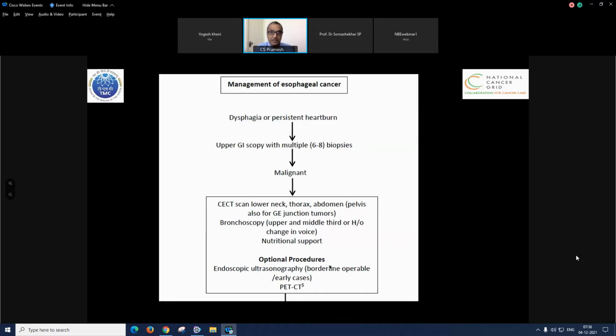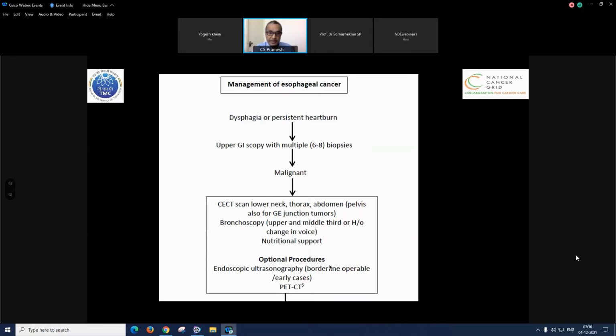It's also important to understand that along with the scopy, we need multiple biopsies. A minimum of 6 to 8 biopsies is what is recommended to ensure that there is no need to repeat an upper GI endoscopy merely to get a diagnosis. And once it is proven malignant, the basic investigations that are required are a contrast-enhanced CT scan of the lower neck, thorax, and abdomen. If it is a GE junction tumor, the pelvis is also included.